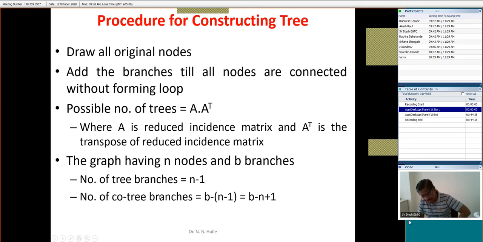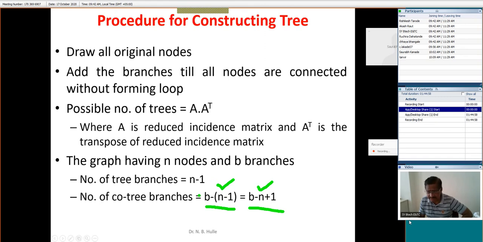The number of cotree branches formula will be the total number of branches minus the number of tree branches. That means b minus the number of tree branches, and tree branches are n minus 1. Someone can use this formula, but don't get confused between the two formulas. That's why I have written this here itself: b minus in bracket n minus 1. Otherwise, b minus n plus 1. You can use this formula or you can use this formula.